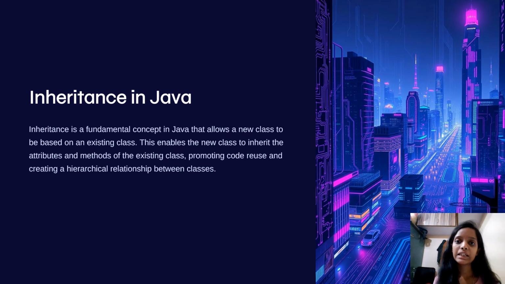What is inheritance in Java? Inheritance is a fundamental concept in Java that allows a new class to inherit the attributes of the existing class. This enables the new class to inherit the attributes and methods of the existing class, promoting code reuse and creating a hierarchical relationship between two or more classes.